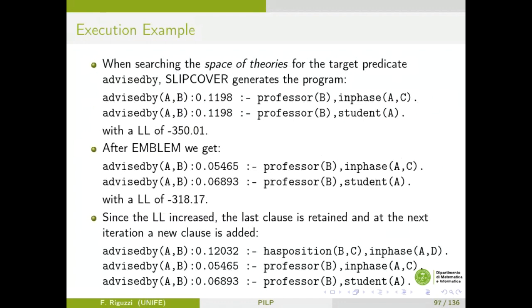When searching the space of clauses, SLIPCOVER may have found a theory with these two clauses, and we run EMBLEM to evaluate the log likelihood, which has improved. So the last clause is kept, and then we try again to add another clause and perform again parameter learning.